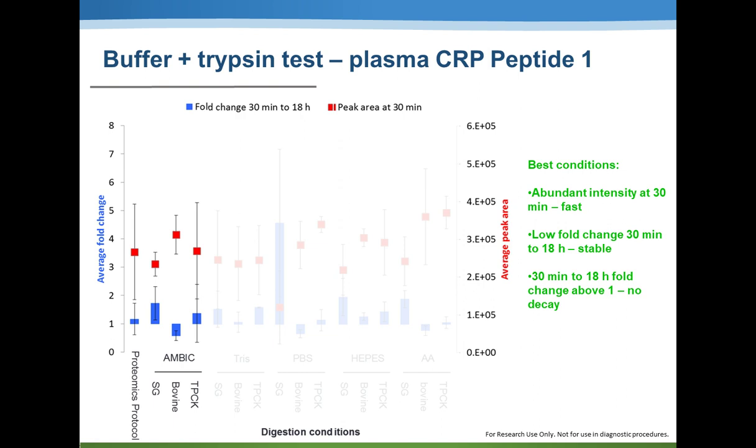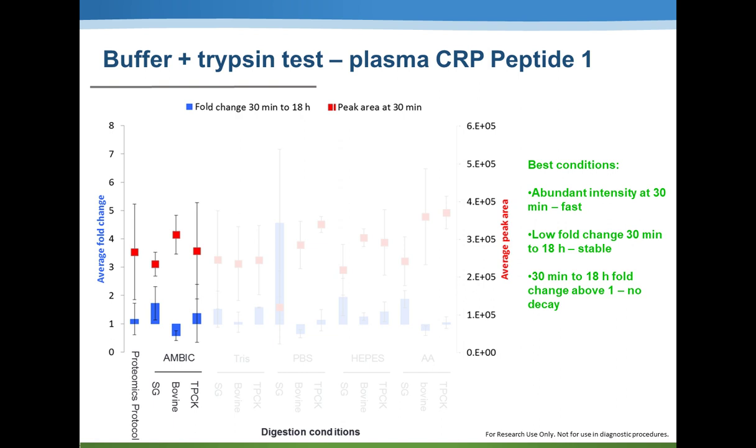Bovine trypsin produced an abundant signal at half an hour, but generated a fold change below 1 in most of the buffers tested. That indicates a loss of peptide signal from half an hour to 18-hour digestion. This phenomenon is most likely due to cleavage by chymotrypsin, known to be a contaminant in trypsin purified from a pancreatic source. The genetically modified sequencing grade trypsin has a slow rate of peptide production early on, but a big signal increase from half an hour to 18 hours.